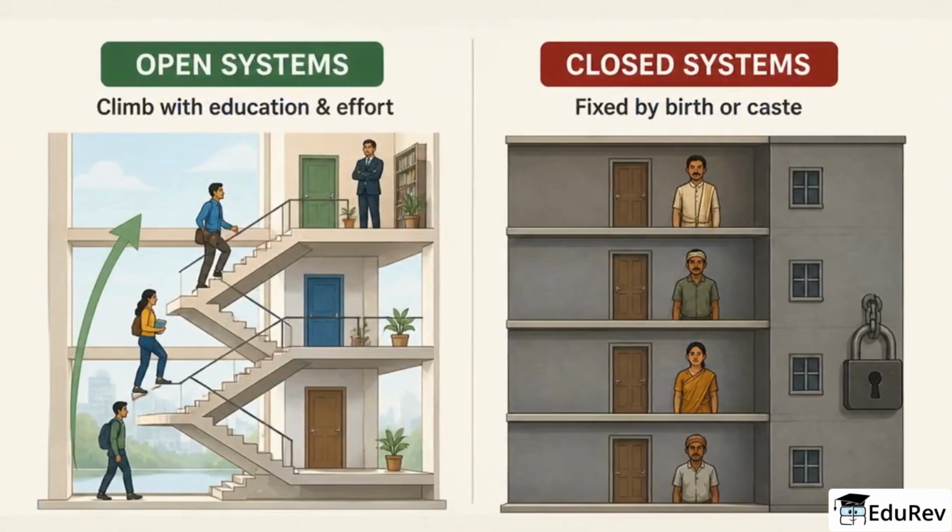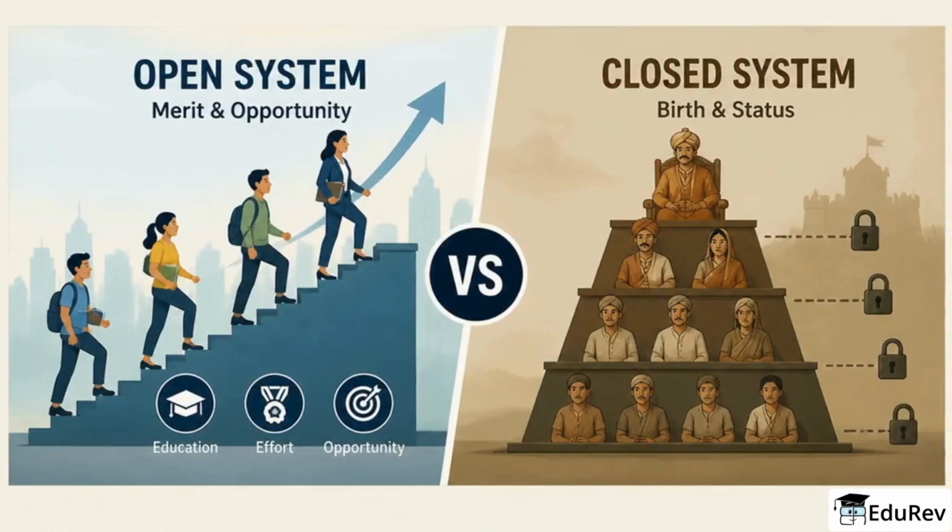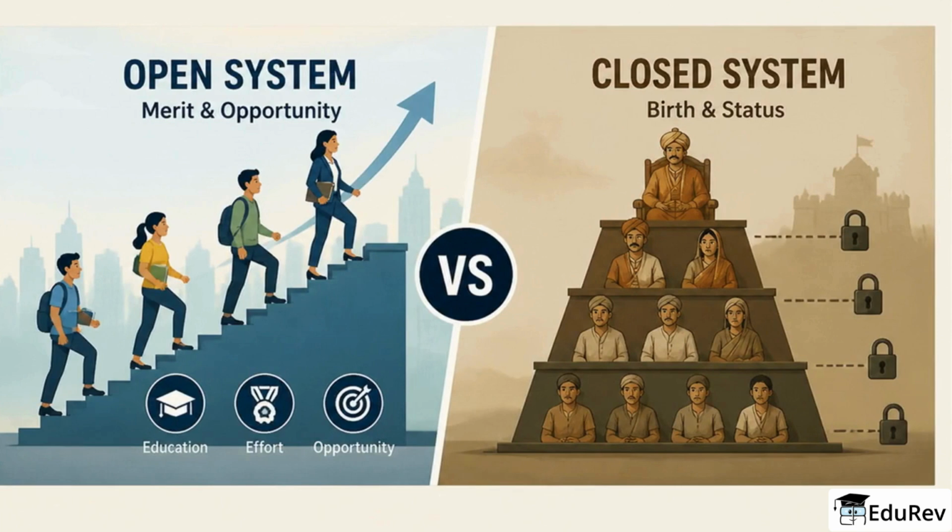There are two broad kinds of systems. Open systems, where the staircases are flexible and people can climb on the basis of education and effort, and closed systems, where the floors are fixed by birth or caste. For an example, contrast the ideal of an open class system often associated with the United States with highly closed systems like historical caste or feudal orders.